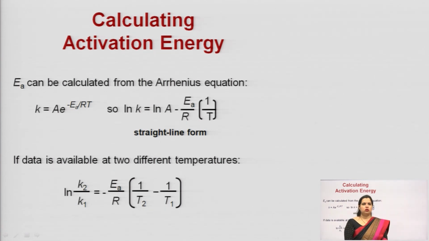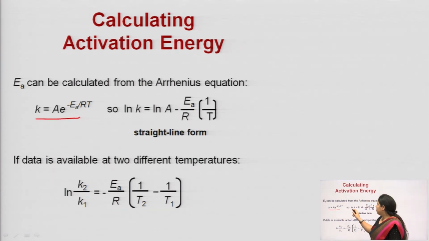Calculating activation energy: how can we calculate it? E A can be calculated from the Arrhenius equation. This is the basic Arrhenius equation, which we have discussed in earlier sessions also. The integrated form will give you this type of representation, a straight line form. If the data is available at two different temperatures, then activation energy is also impacted by the effect of temperature. So, the integrated form is the general straight line representation for activation energy identification.